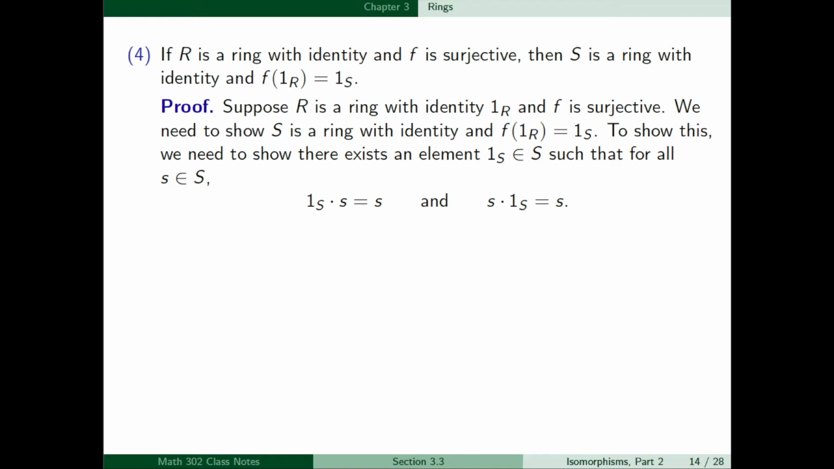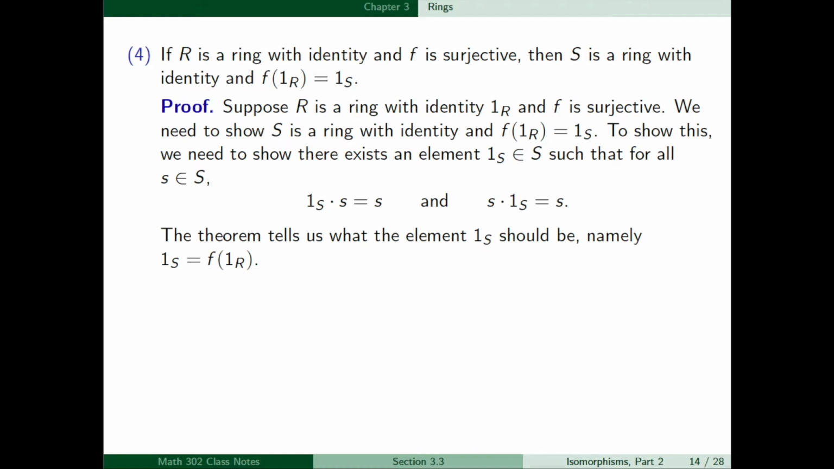1 sub S times s is equal to s, and s times 1 sub S is equal to s. So we need to show that there exists a multiplicative identity in S that has the required property to be a multiplicative identity, namely that when you multiply it by any element s in S, we obtain back that same element.